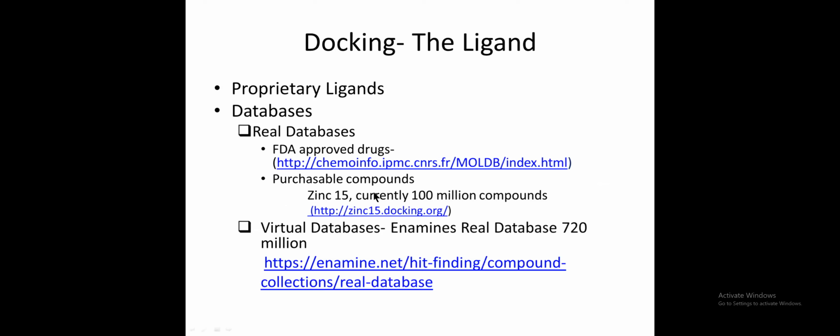Another one that I want to mention is ZINC 15. Sorry, my light goes out from time to time because of where the sensor is. It currently has about 100 million compounds that are available in ZINC 15, and these are all supposed to be purchasable. I will tell you that the term purchasable is used rather loosely.